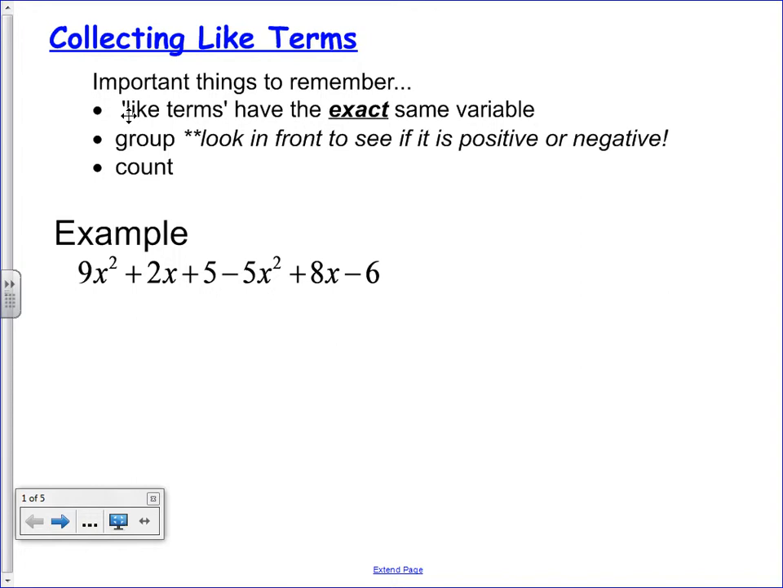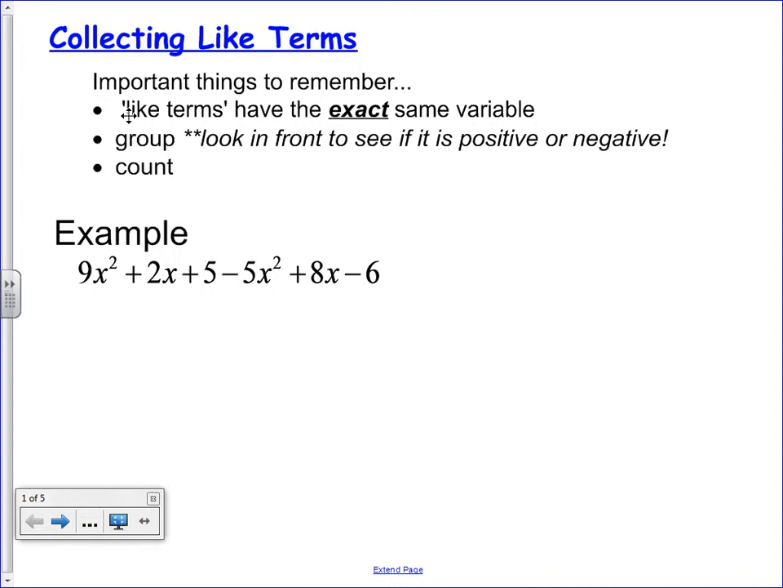Like terms have the exact same variable. What does a variable mean again? Nick? The unknown. How is a variable represented? It's usually represented by a letter. So like terms have the same variable. There's two steps we have to remember. Group, look in front to see if it's positive or negative, and then we count.